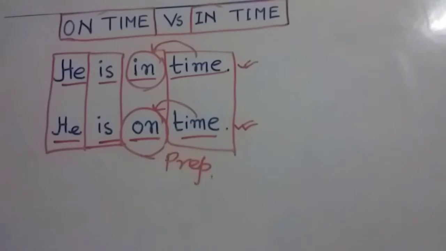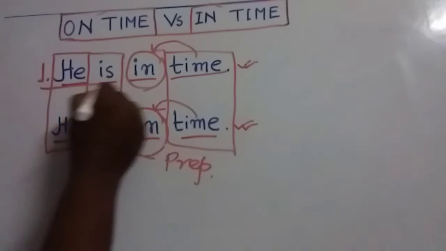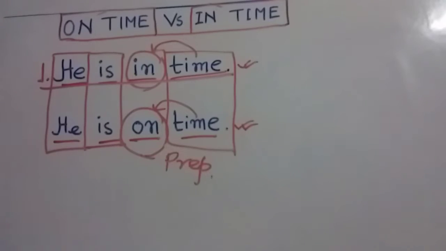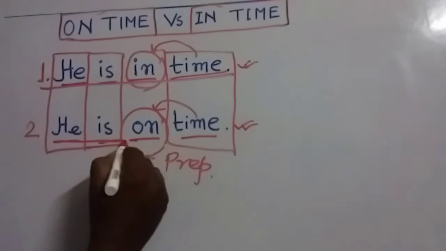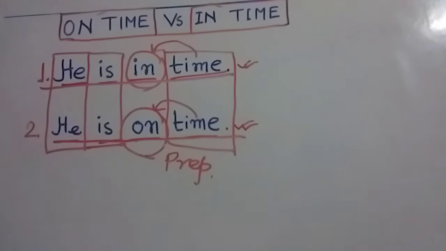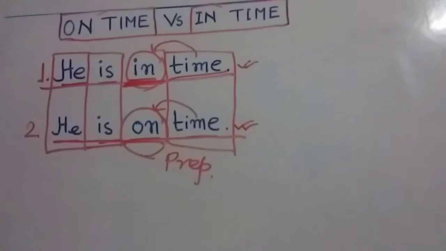Now we are going to discuss about this problem. Actually, my dear friends, this sentence number 1, it is a correct sentence. And number 2, my dear friends, this is also a correct sentence. That means there is no such mistake. But my dear friends, there is the difference in meaning. Actually, we have used different prepositions. That's why there is the difference in meaning of these two sentences.